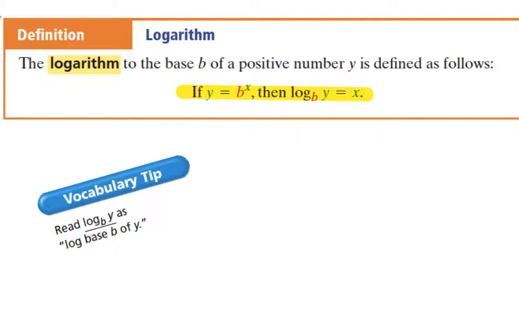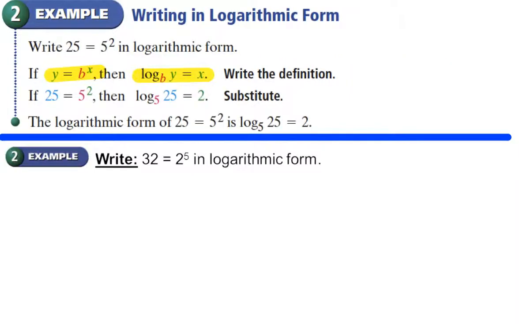Okay, let's go ahead and go on to example 2. Oh, before we get there, let's do the definition. The logarithm, which we usually just refer to as a log. The logarithm to the base b of a positive number y is defined as follows: if y equals b to the x, then log base b of y is equal to x. If you take a look at that, all of the different elements are represented. So if you commit this if-then statement to memory, it will make your life so much easier.